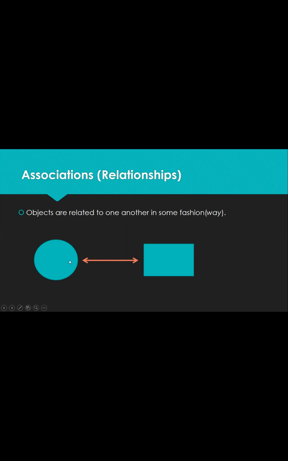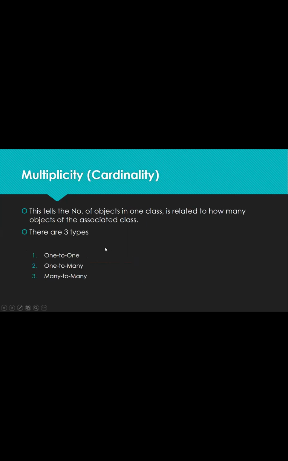So we just call object if it relate one another in the same fashion. If both relate in the same way, we call it as association. We'll see whether there is any. Most probably there might be another example for it. I'll show you. Multiplicity. Cardinality.